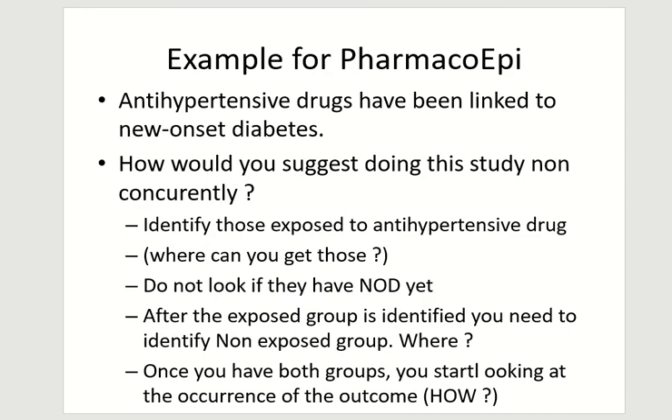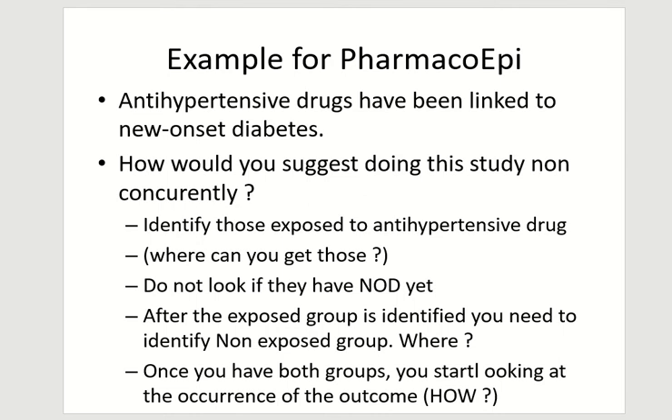Here's another example. This one is from pharmacoepidemiology. Antihypertensive drugs have been linked to new onset of diabetes. Okay. So we have the exposure, which is the antihypertensive, and the outcome is new onset diabetes. We want to do a cohort, but it has to be a retrospective. Sorry, I'm saying retrospective, I'm mistaken myself. It has to be a non-concurrent cohort.